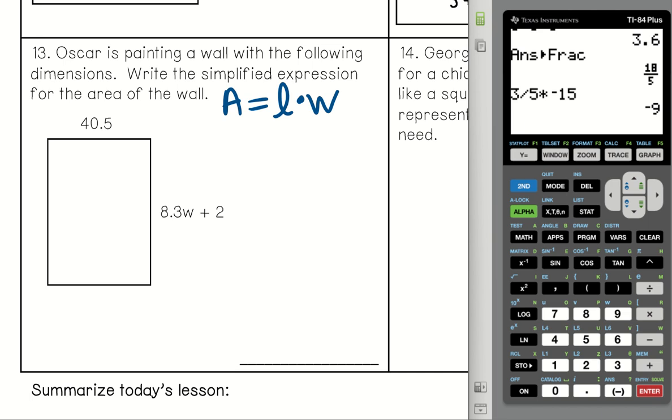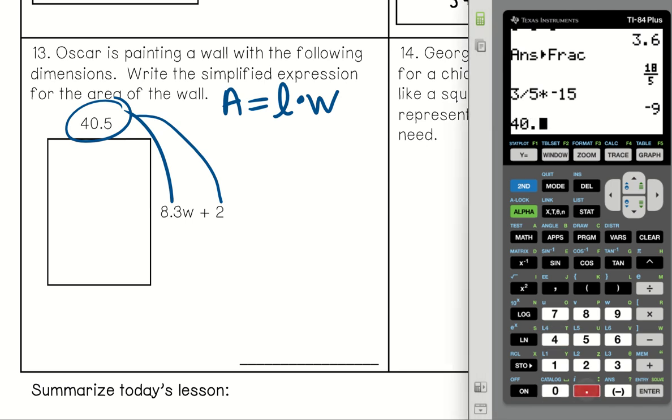Now remember, because I don't have two numbers for the length and the width, we're not going to get a one number answer. We're still going to have an expression as our answer, similar to the way we did yesterday with perimeter. But we need to multiply this 40.5 times both parts of the other side. So I'm going to start by doing 40.5 times 8.3.